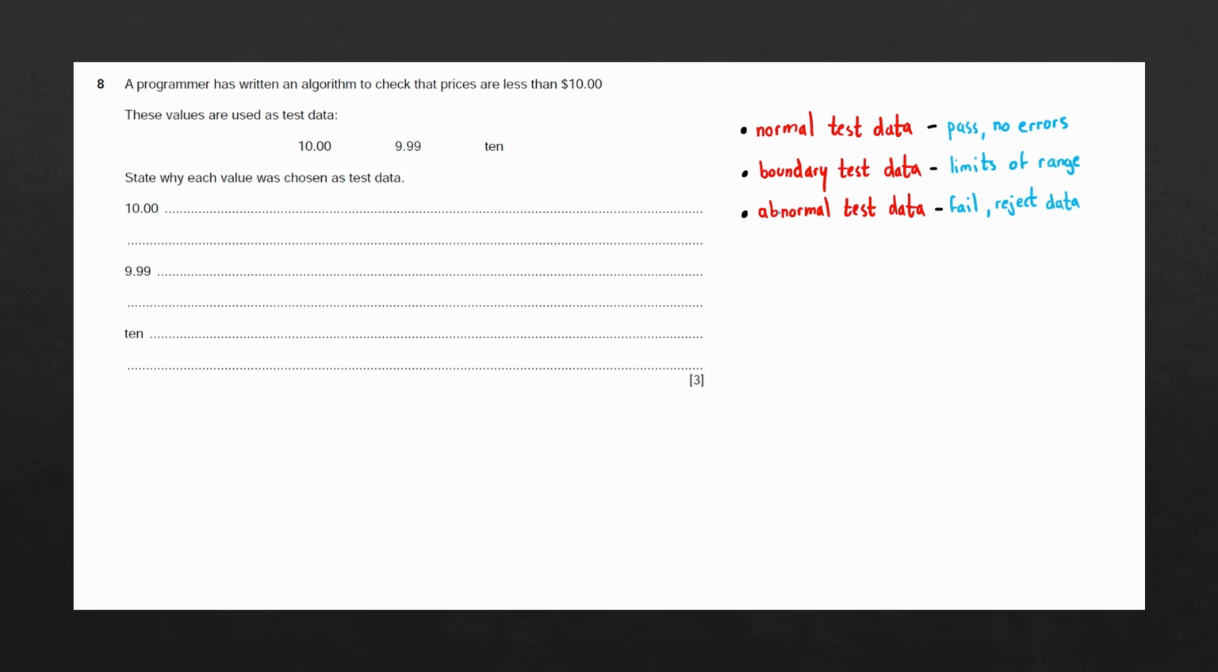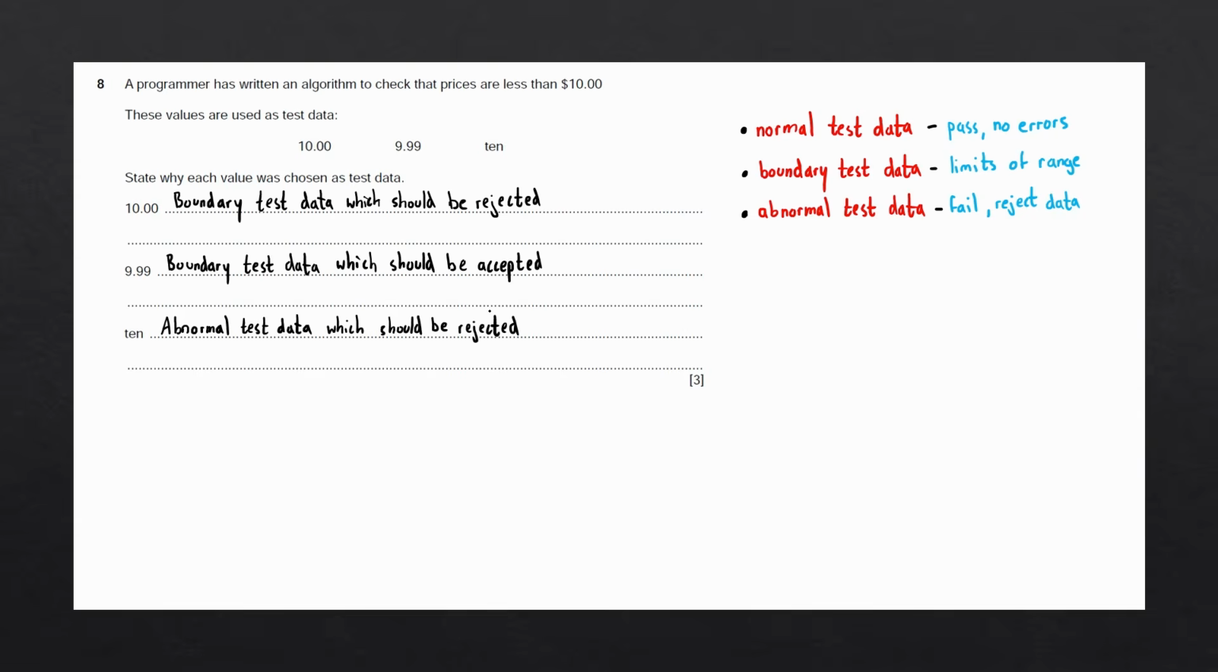So now that we understand the types of test data, we can go through each different type of data and say why it was chosen. This algorithm has a check which makes sure that prices are less than $10. 10 lies on that boundary, so we can say that this is boundary test data, which should be rejected. $9.99 is also on the boundary, but in this case it should be accepted, so we'll say that it is boundary test data, which should be accepted. Finally, we have the word 10, which is not a number, so this would be abnormal test data, which should be rejected. And there is this question completed.